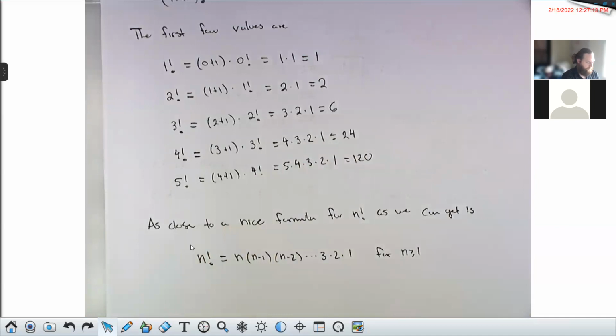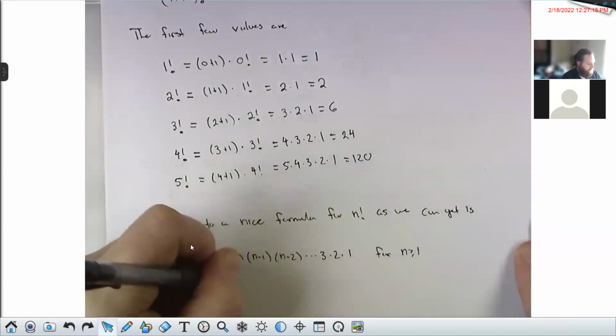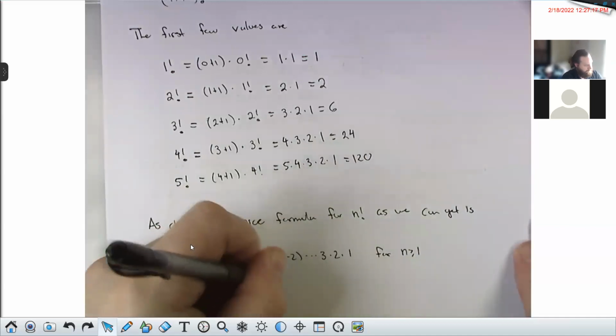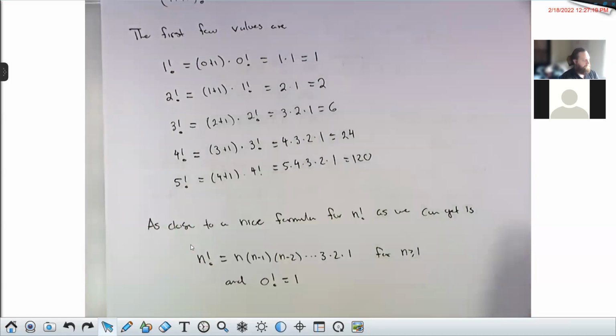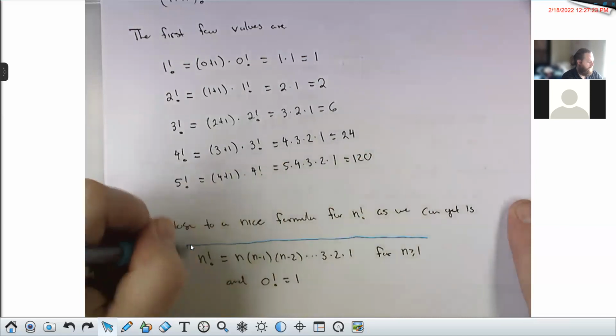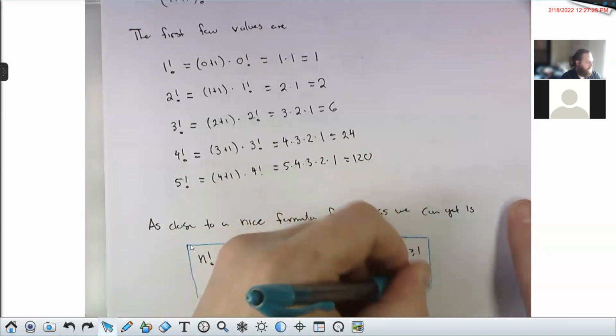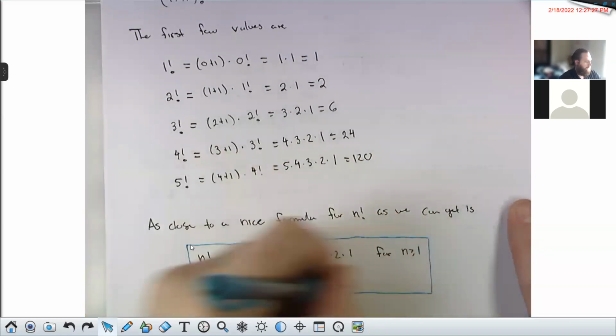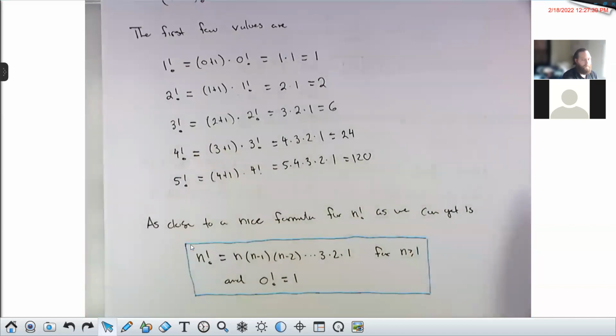This is what you should hold on to for your definition of the exclamation mark symbol. And these things are going to show up everywhere.